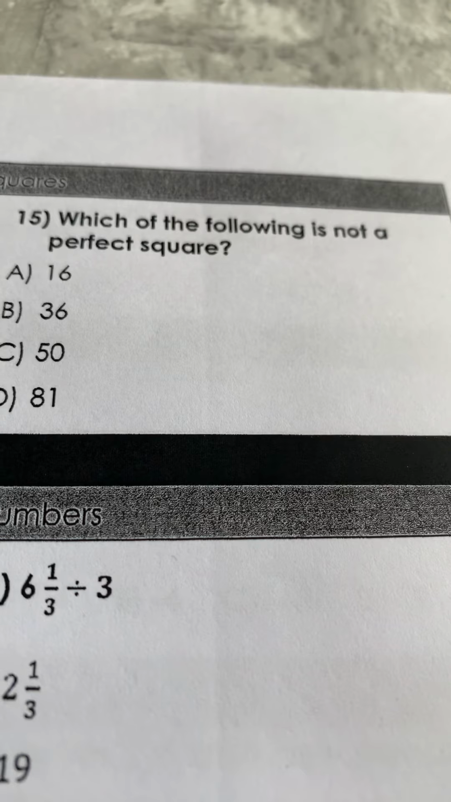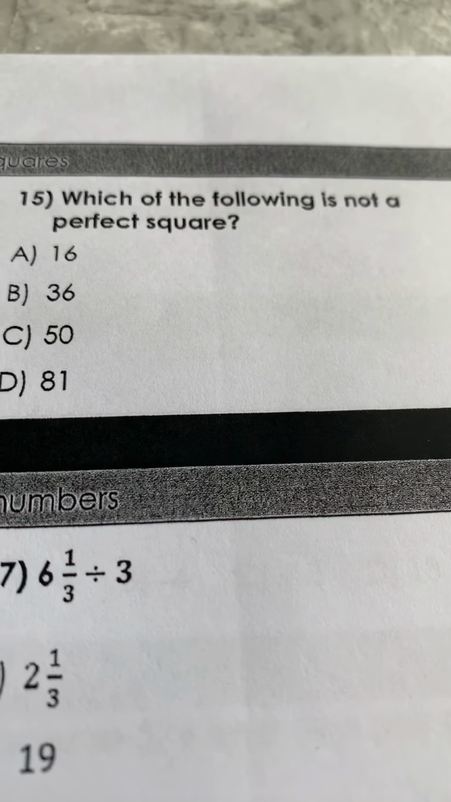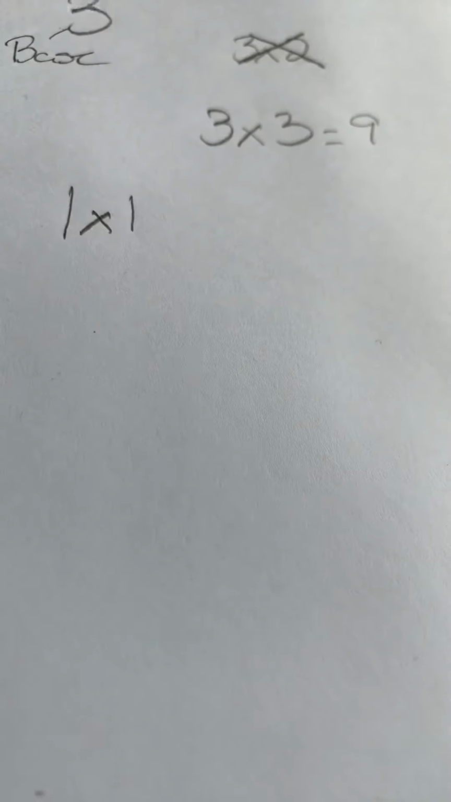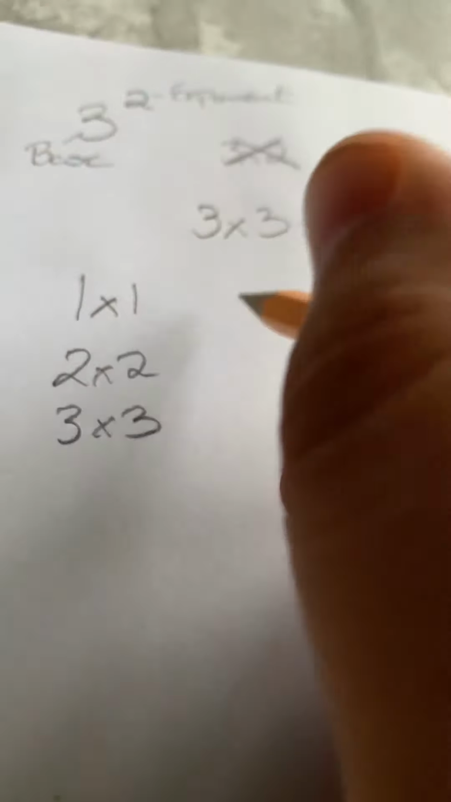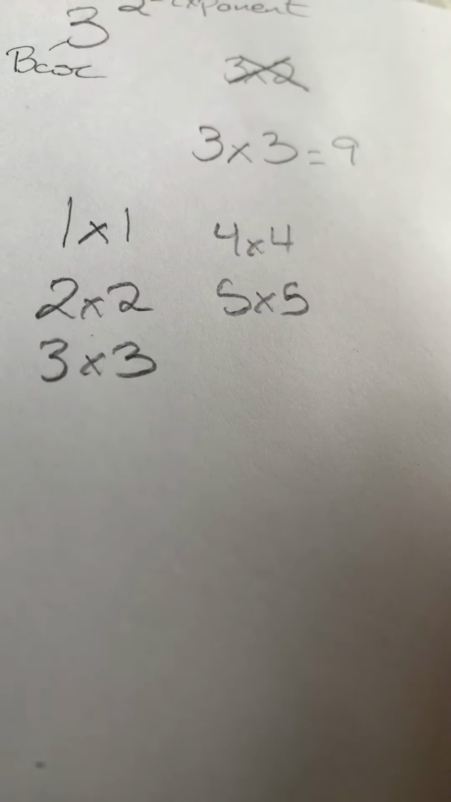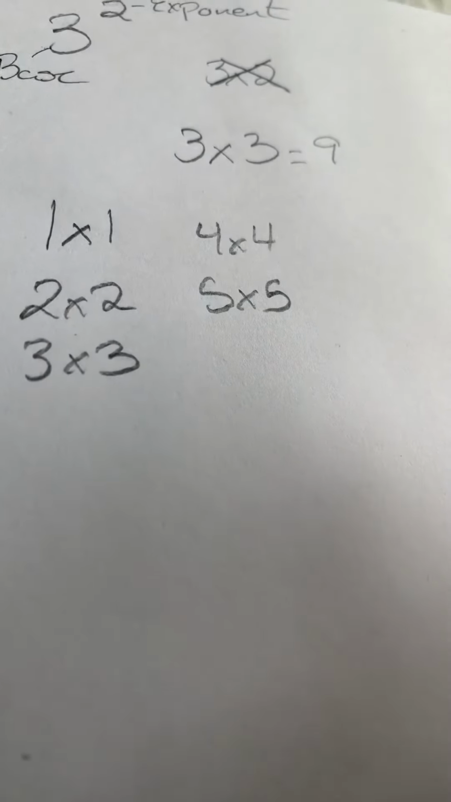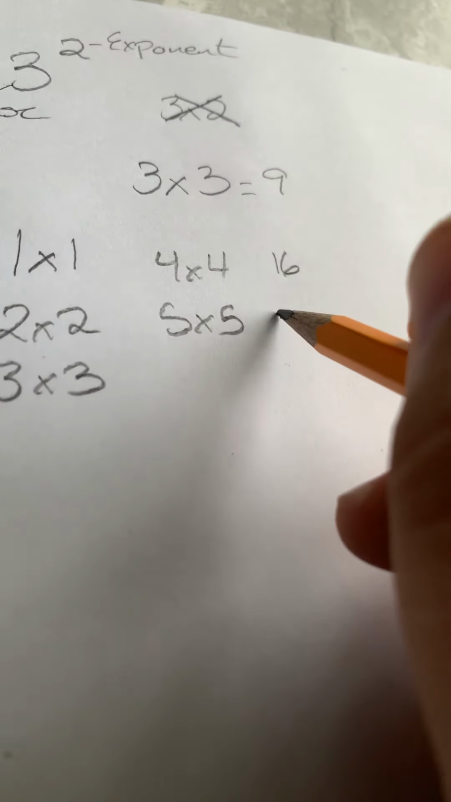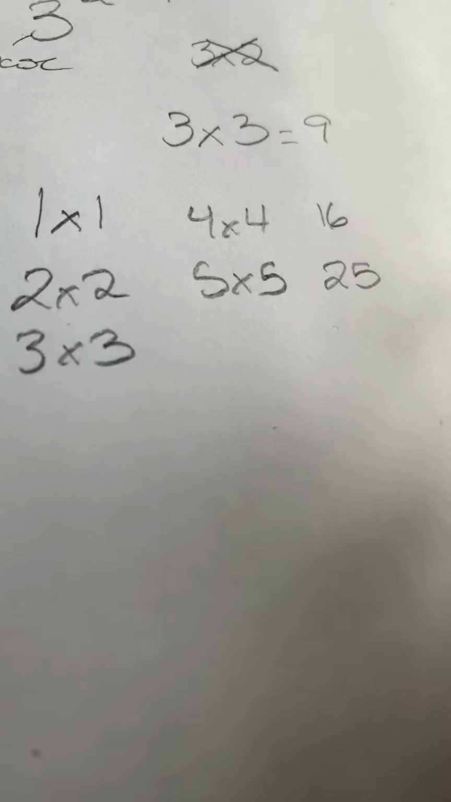15. Which of the following is not a perfect square? Okay, so what we need to remember about perfect squares is we're going to take a number and multiply it times itself. So like 1 times 1, 2 times 2, 3 times 3, 4 times 4, 5 times 5, all the way through. So 1 times 1 is 1, 2 times 2 is 4, 3 times 3 is 9, 4 times 4 is 16, 5 times 5 is 25, so on and so forth.